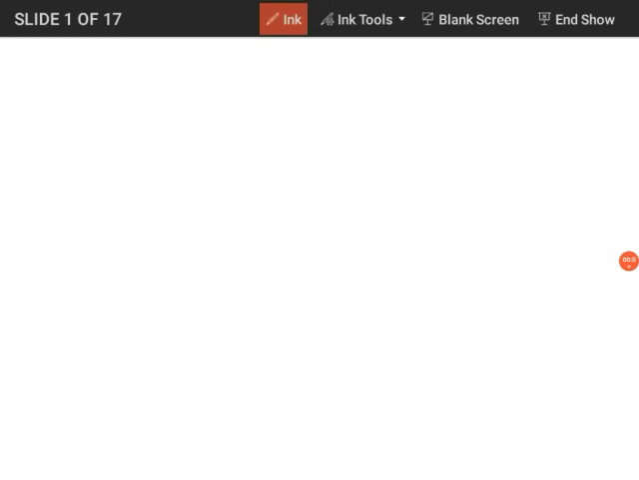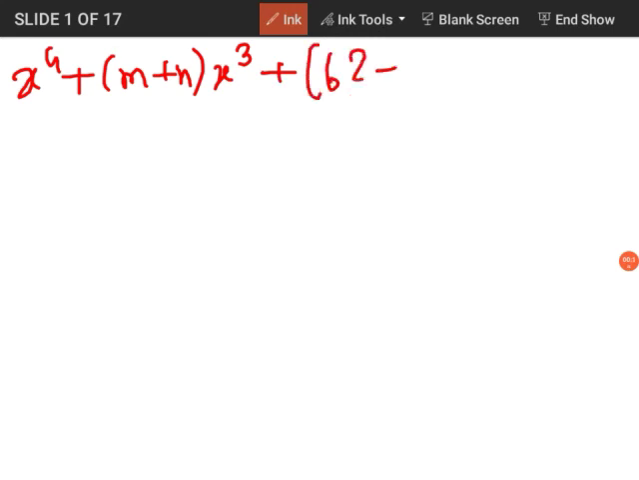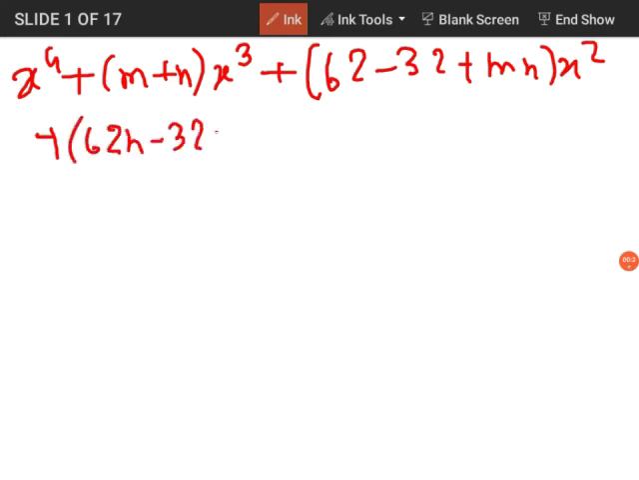Now if you expand the quadratic factors, what you are going to get is simply x raised to the power 4 plus m plus n multiplied by x cube plus 62 minus 32, that is 30, plus mn multiplied by x square plus 62n minus 32m x minus 1984. This is what you're going to get, right?